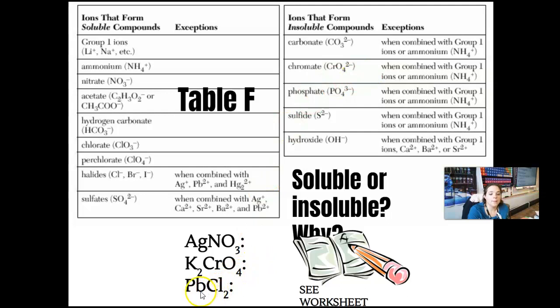All right, PbCl2. So chlorine is in the halide group. So over here in my solubles, I look for a halide. Oh, there's my chloride. All right, let's look for lead. And we know it's a 2 because this 2 goes up here. So let's look. Lead 2 is right there. So it is insoluble, or solid, because it's an exemption to the soluble rule.